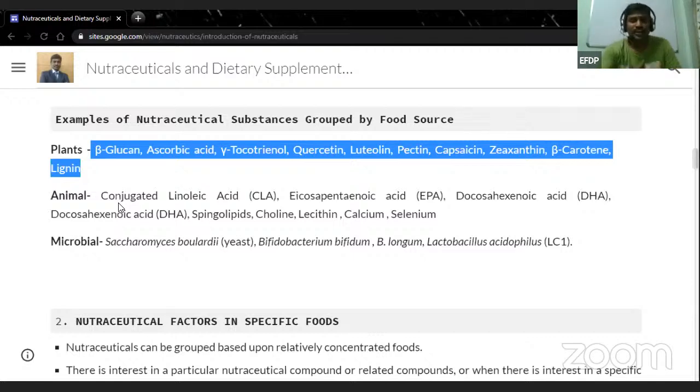Then microbial: Bacillus longum, Bifidobacterium, Lactobacillus acidophilus.